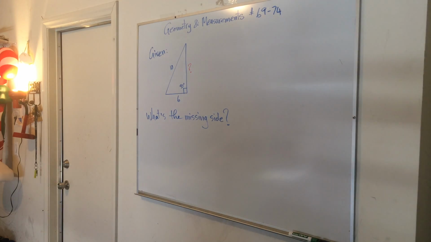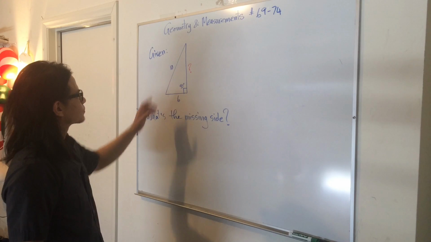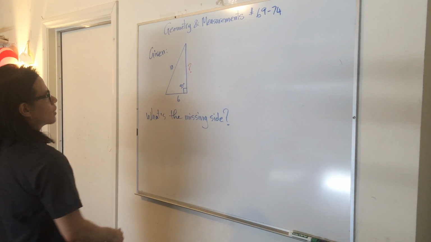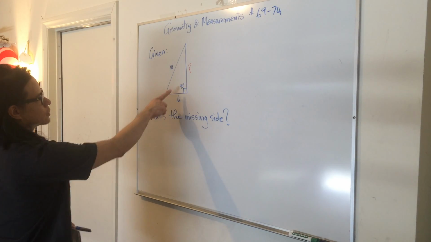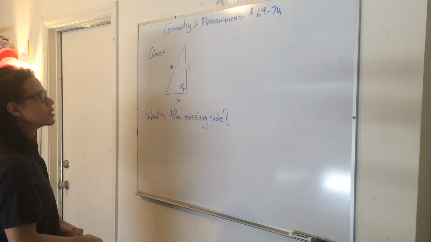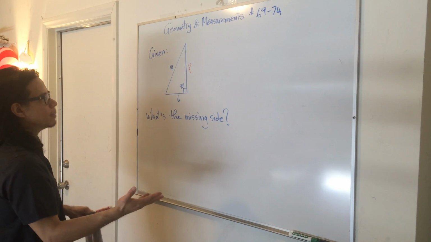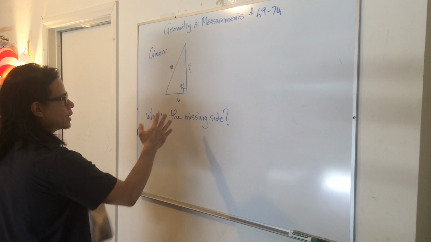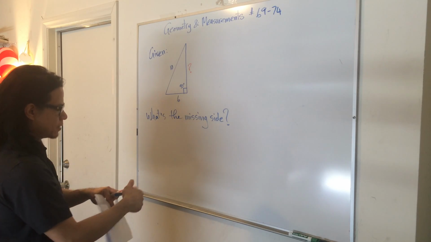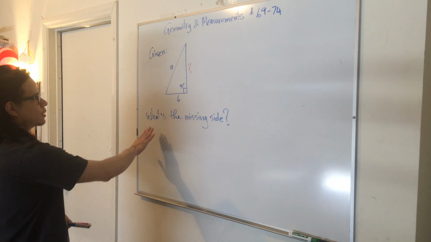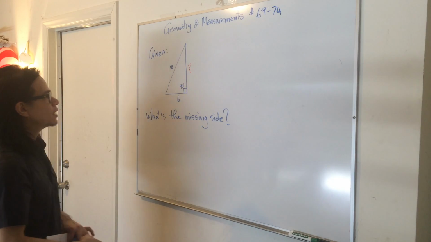So here we're given a triangle, a special triangle in which one of the angles is 90 degrees. So right off the bat, we know that we can apply the Pythagorean theorem to this. So the question is, what is the missing side?